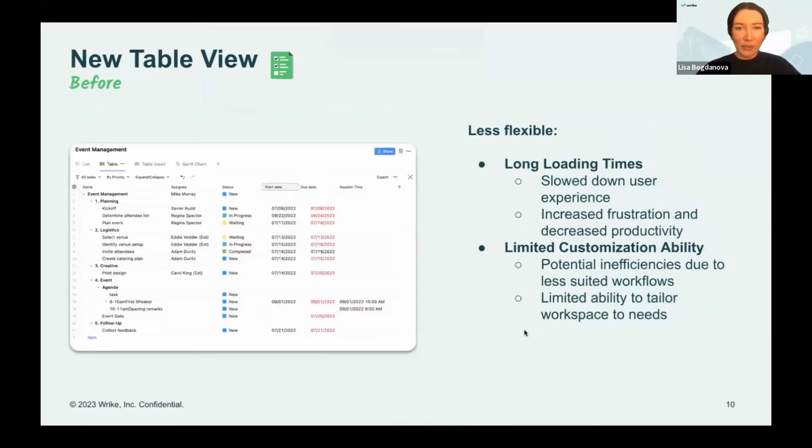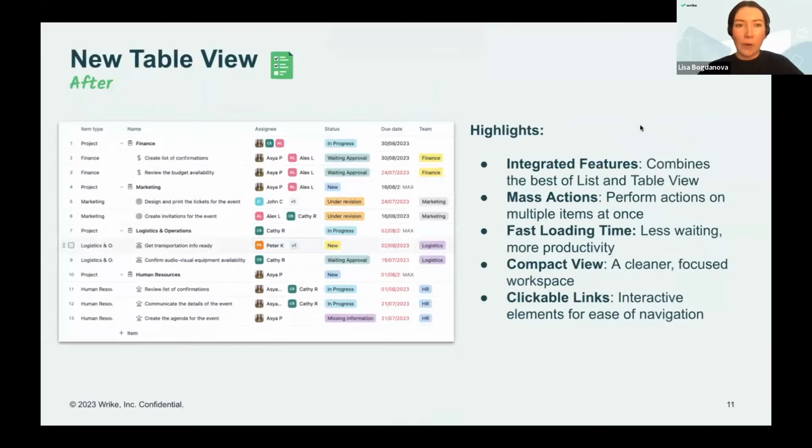So again, taking a quick step back, the classic table was less flexible. It had longer loading time, especially for bigger tables with a lot of items in it, and it was less customizable, and it lacked some of the ability that is available now. So now let's take a quick look at that. So the best thing about the new table view is that it is a combination, the best of the two worlds, the classic list view and the classic table.